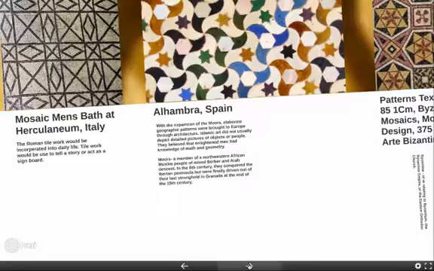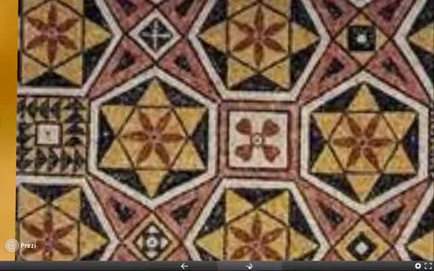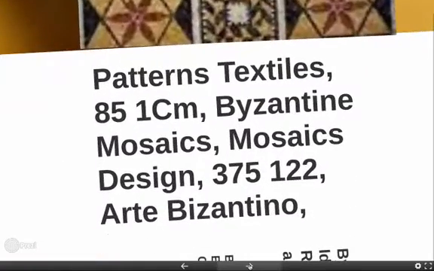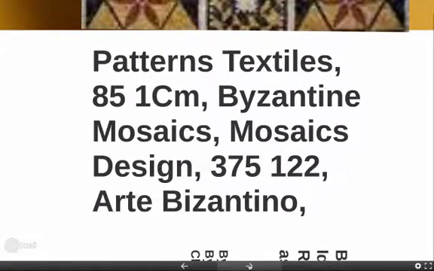Now we're going to go east. This tile work is from the Byzantine Empire. Now, the Byzantine Empire came around much later, and they took a lot of ideas from Islamic art, Roman art, as well as early Christian art. They had lots of different patterns in their art.